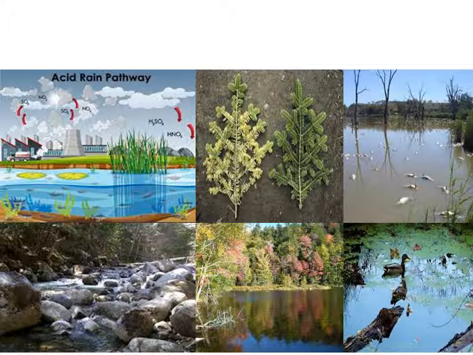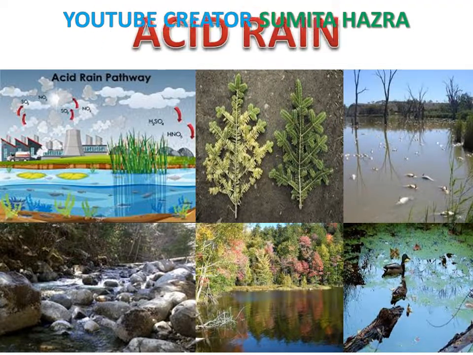Look at here. There are some pictures. These pictures are self-explanatory. So today we are going to discuss acid rain of the chapter Air and Water Pollution.